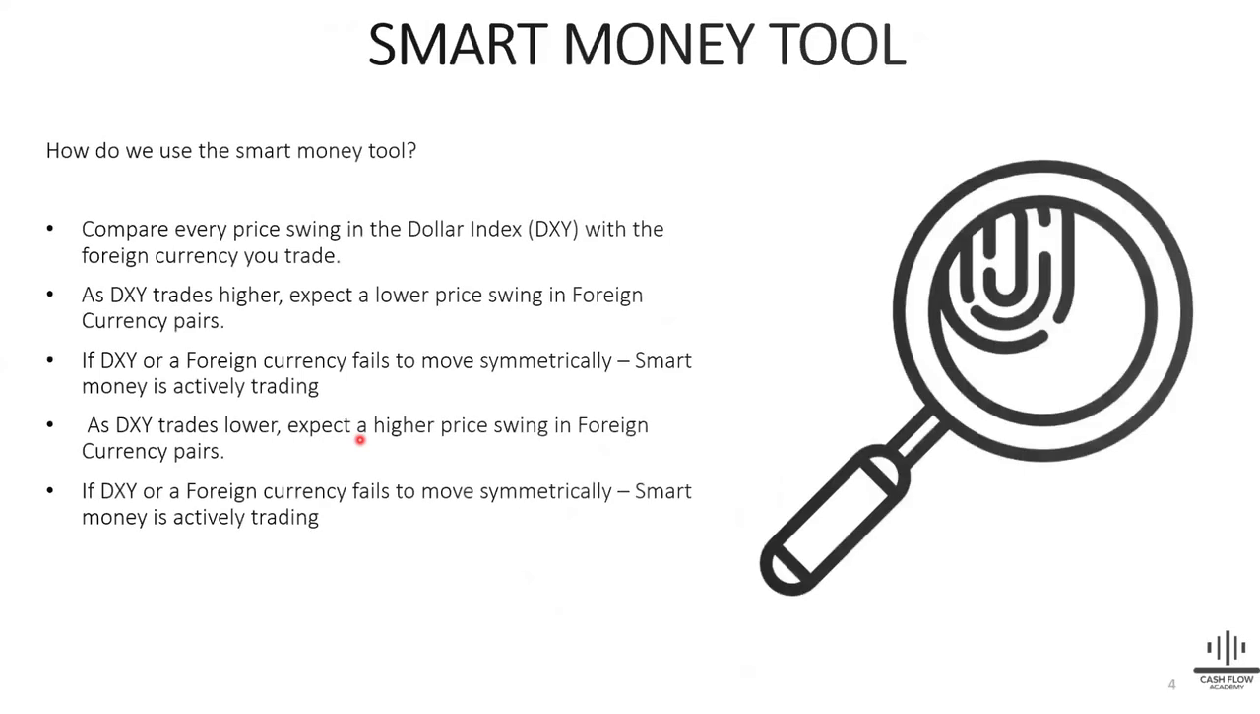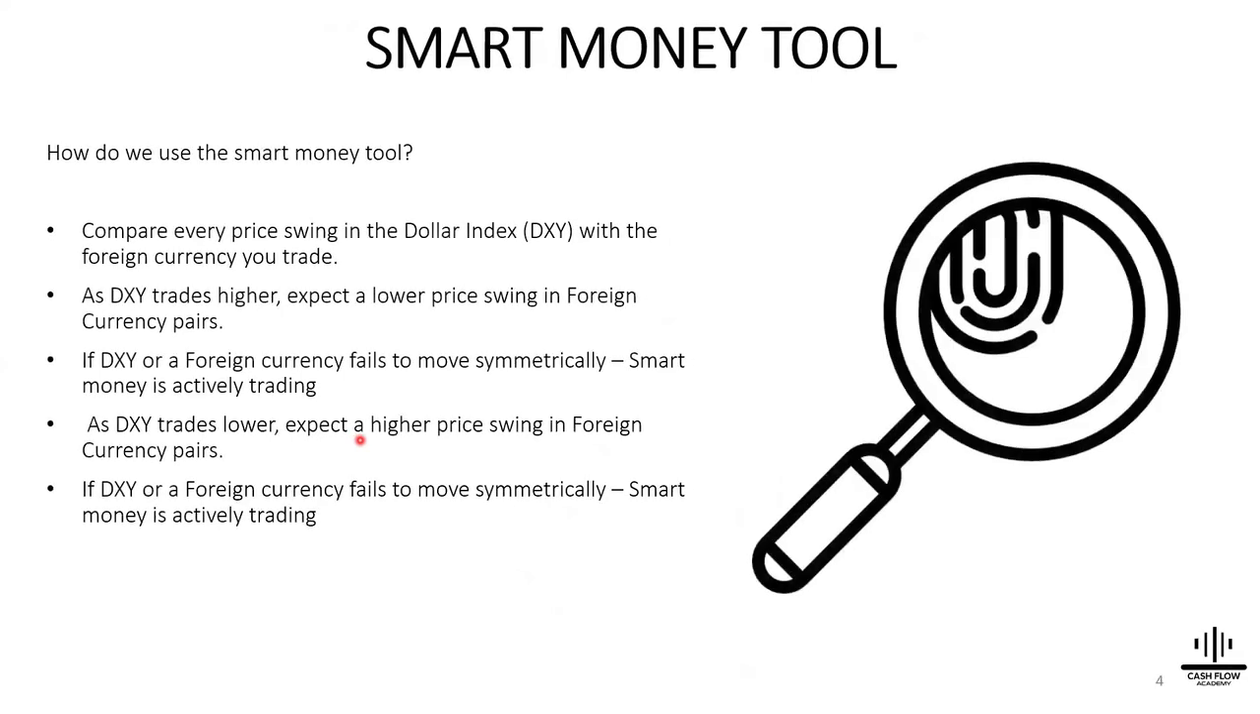So how do you use the smart money tool or the smart money technique? Compare every price swing in the dollar index with the foreign currency you trade. Whatever currency you trade, you may trade the CAD, USD CAD, the Aussie, British Pound USD, Euro USD. These are the major currencies. As DXY trades higher, expect a lower price in foreign currency pairs. So as DXY is making a higher high, we want to see a lower low in the foreign currency because the DXY is the measure of the strength of the dollar against foreign currencies. So we want to see them move in different or opposite directions.